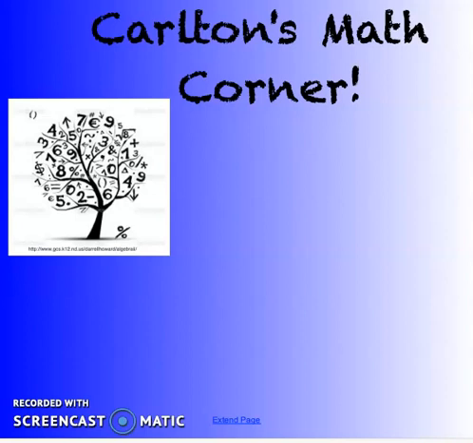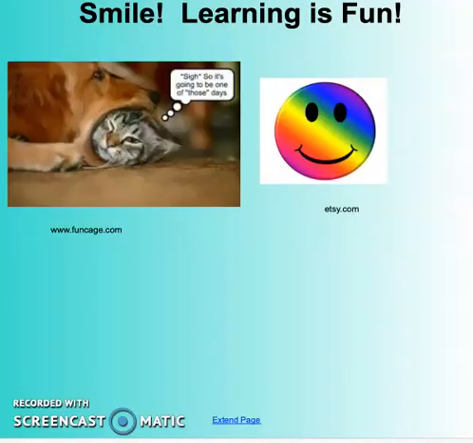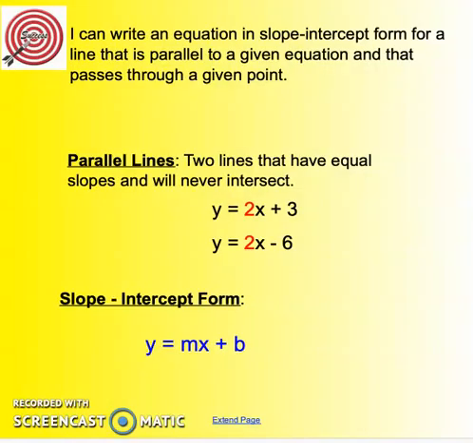Today we're going to continue our study on parallel and perpendicular lines. At this time, please make sure that you have something to write with, a notebook, as well as a vocabulary packet. Our target today is: I can write an equation in slope-intercept form for a line that is parallel to a given equation and that passes through a given point.